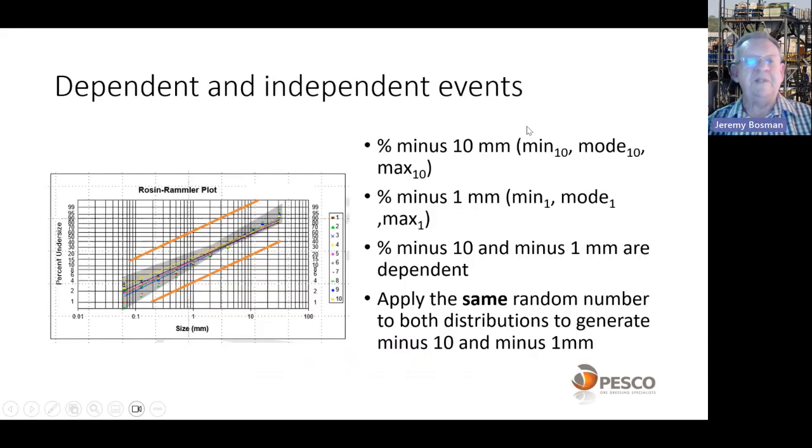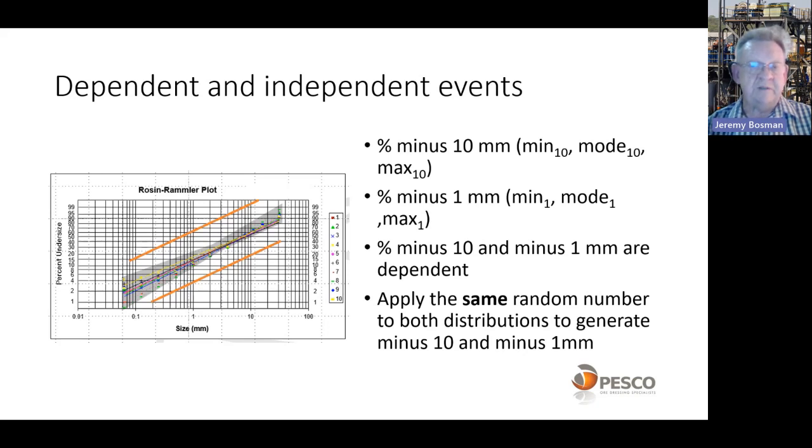We need to talk about dependent and independent events. So if you look at the minus 10 millimeter on a PSD, to apply the triangular distribution, we have to define the minimum, the mode, and the maximum value for the 10 millimeter. If we look at the minus 1, again, to apply the triangular distribution, we have to define the minimum, the mode, and the maximum for the 1 millimeter. But the percentage minus 10 and the minus 1 are dependent. So as size distributions get coarser or finer, the minus 1 and the minus 10 will move up or down in synchronization with each other.